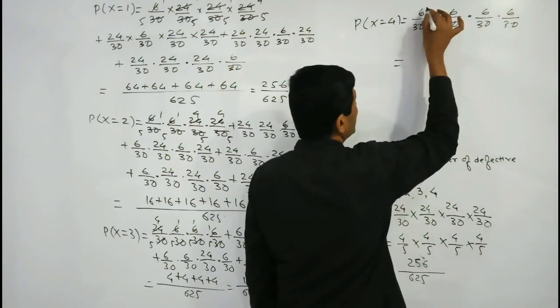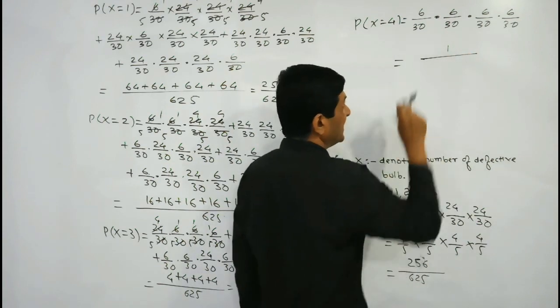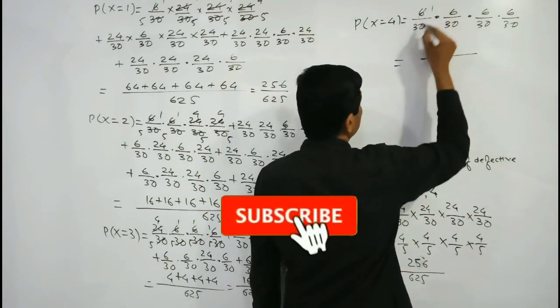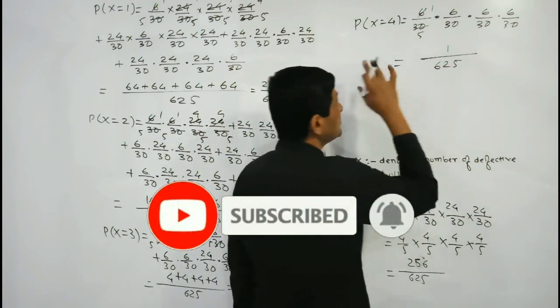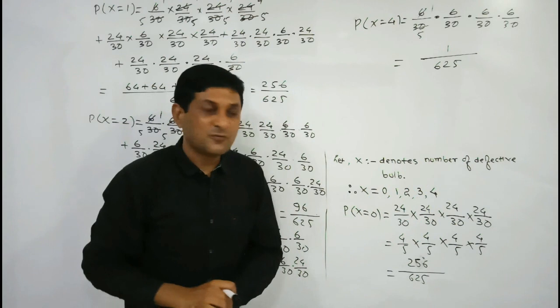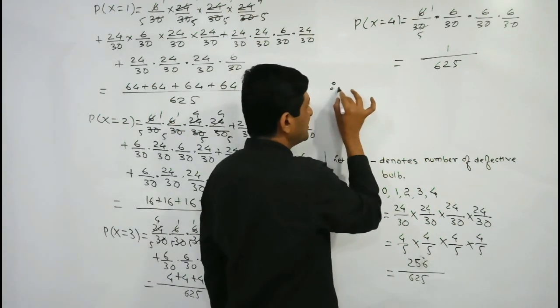So here 1 by 5, 1 by 5, 1 by 5, 1 by 5, means in the numerator we are getting 1, and in the denominator what we are getting here, 5 into 5 into 5 into 5 will be 625. In this way we have got the probabilities for all values of x. Last, the remaining part is just to write down the probability distribution.